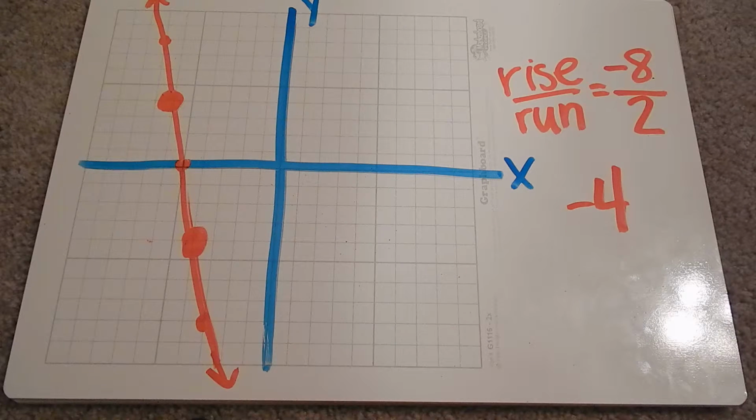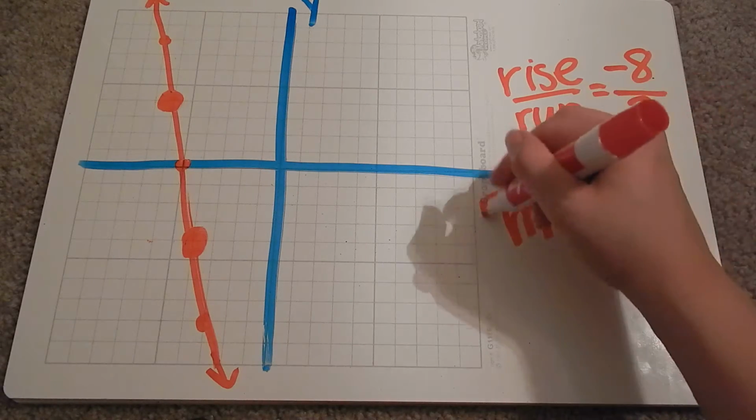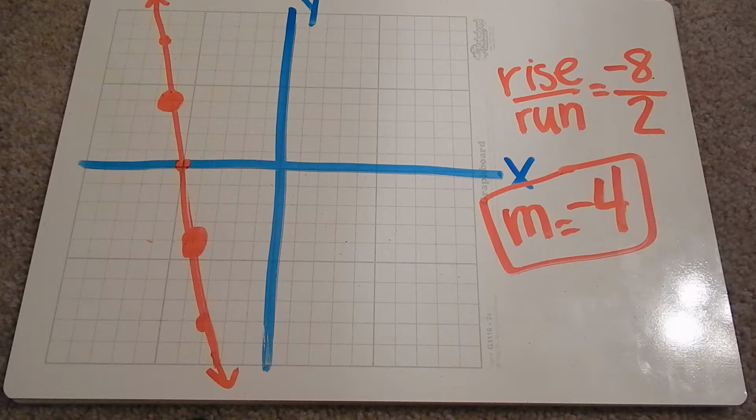Now when we talk about slope, slope is usually known as the letter M. So how I'm going to write it is M equals negative 4. M is just the variable we use to reference slope. So the M, or the slope, is equal to negative 4 in this case.